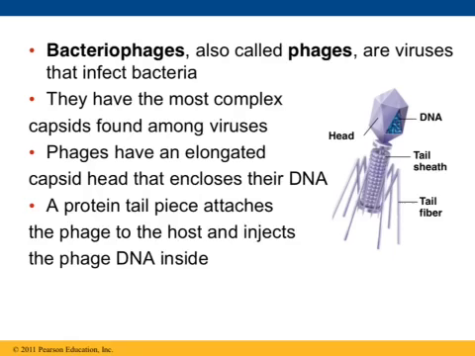Here's another example of a virus. These are called bacteriophages, and they specifically affect bacteria. And they have one of the most complex capsids found around any of the viruses that we've discovered thus far. So the phages have a long, elongated capsid head, which is this region here. The purple part on the outside that looks like triangles, that would be the capsid. And inside of their capsid is their DNA. So these blue squiggly lines, that would be their DNA.